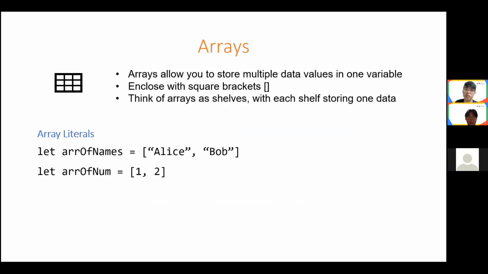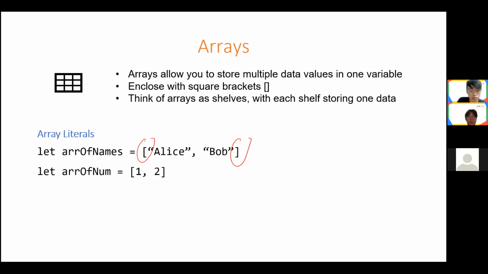Okay, next, we learn about arrays. In variables, you can store a single data. Now, arrays help us to store multiple data into one variable. How we represent arrays is using square brackets. You can think of arrays as shelves, with each shelf storing one data. And we can store this shelf inside a variable.